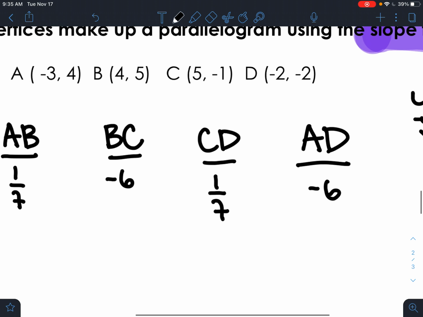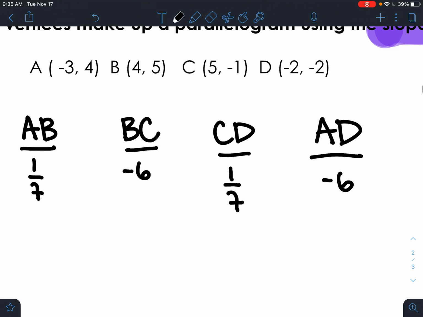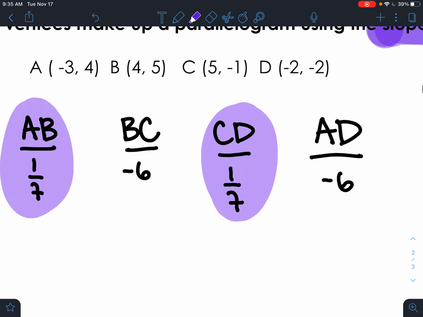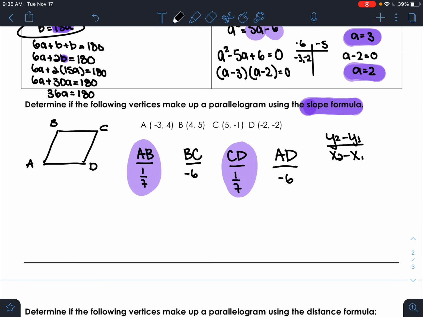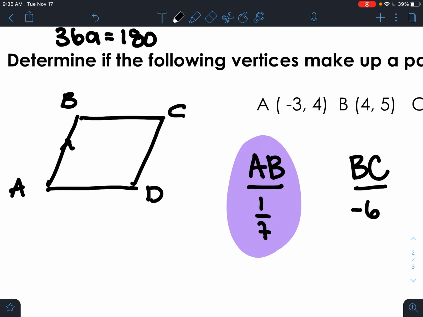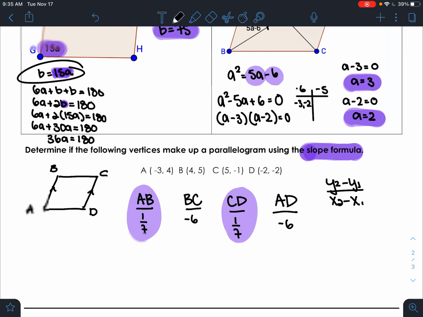If you found the slopes of all the lines, this is exactly what you want to see, because I see that I have these 2 that are the same, which means that side AB is parallel to side CD. And then I also see that BC and AD have the same slope, which means that BC and AD are parallel. So that means that yes, this is a parallelogram because opposite sides are parallel.